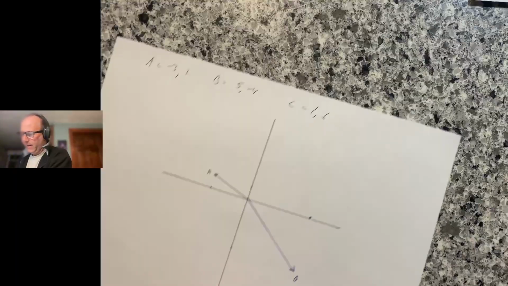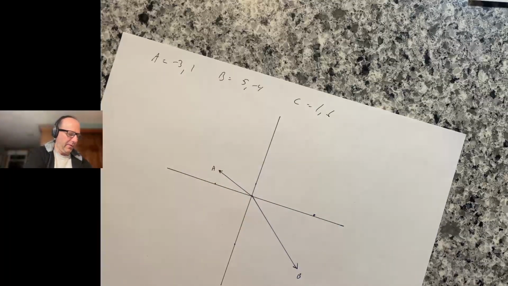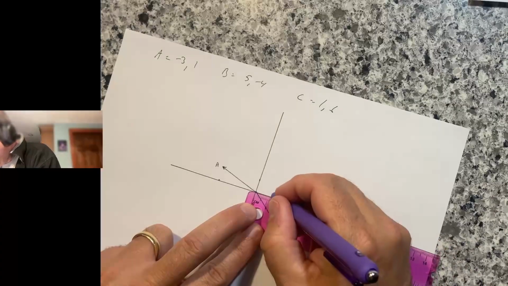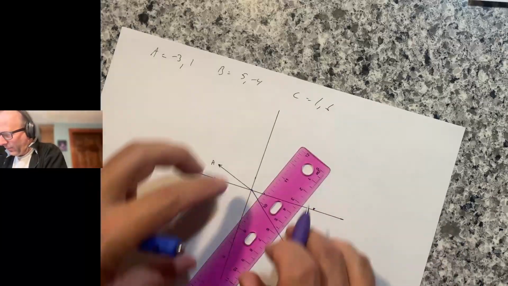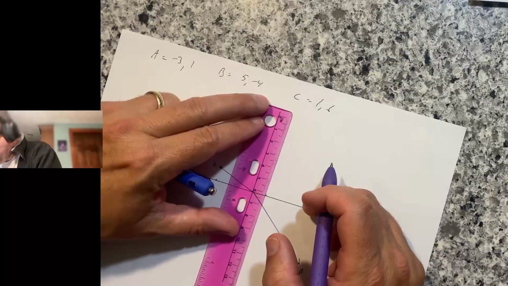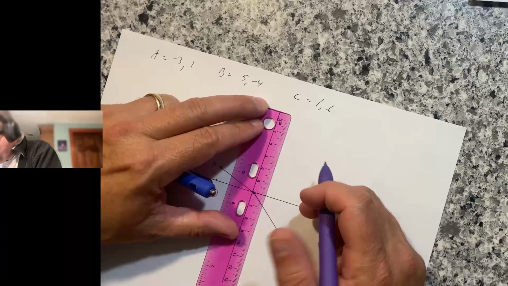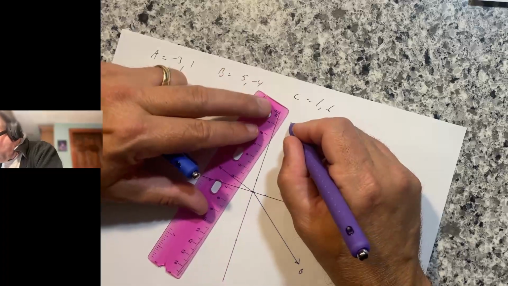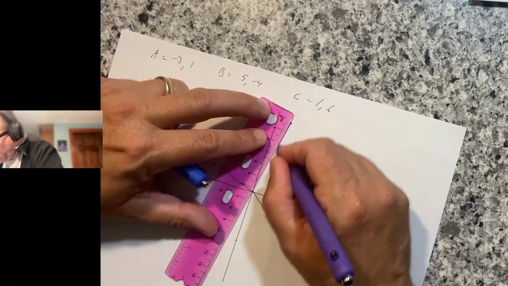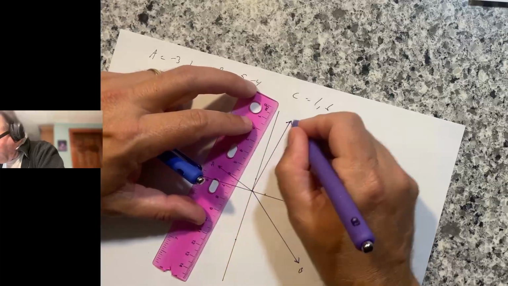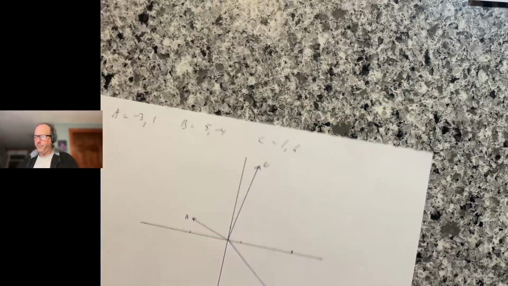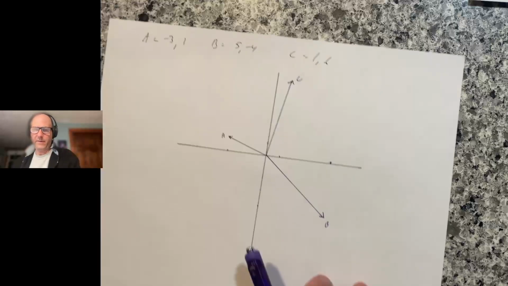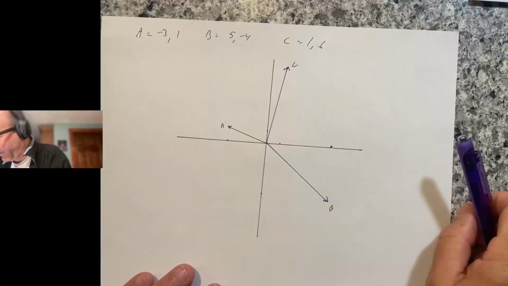And then C is 1, 6. So C is 1, and then we're going to go up 6. There. C. Okay. So if I want to add two vectors, these are somewhat inconvenient from a picture point of view.